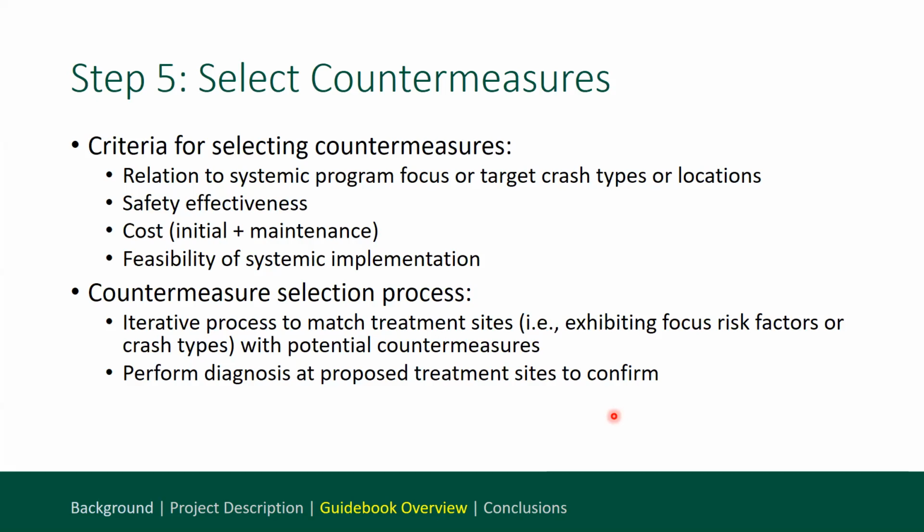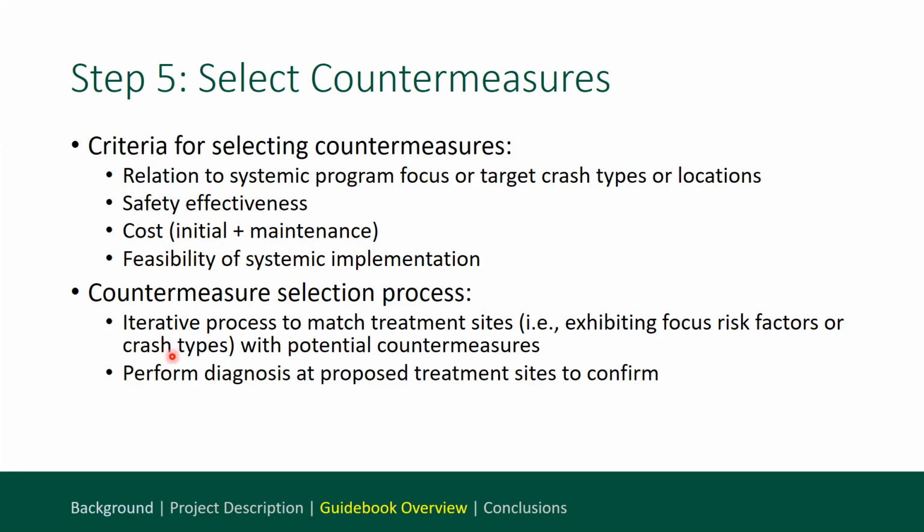You don't want to implement countermeasures that lead to fewer automobile crashes alone, right? So you want to focus your countermeasure that is relevant to your systemic program focus. And then you look at the safety effectiveness. You can consult when you're trying to identify which countermeasure to include here. You could look at the crash modification factor from the CMF clearinghouse that we have shown you before in this class. So you can look at that tool to identify which countermeasure to use.